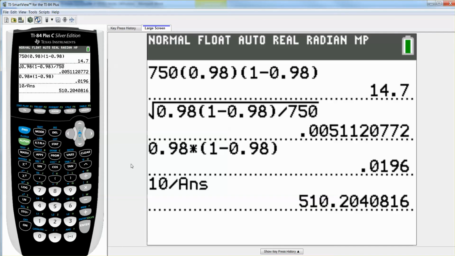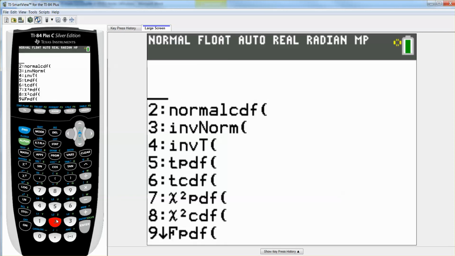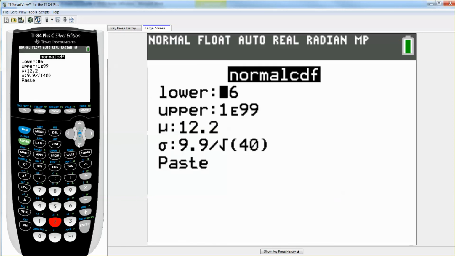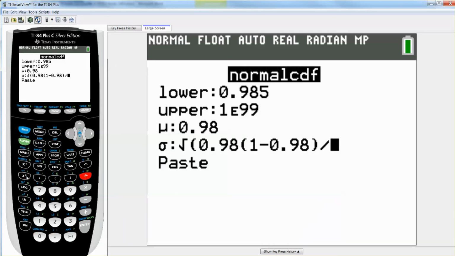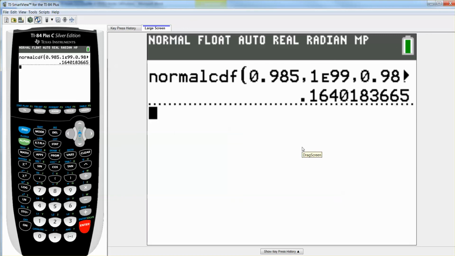So let me grab the calculator. I'm going to clear all this out just because it's making a mess. I'm going to go to second distribution, pick number 2, normal CDF. We said 0.985, 1E99, 0.98. Now I'm going to type in the big square root. Second square root, 0.98, parentheses, 1 minus 0.98, close parentheses, divided by 750. Close my other parentheses. So 0.98, 1 minus 0.98 over 750. I'm going to press enter. And then enter. And I get 1640.